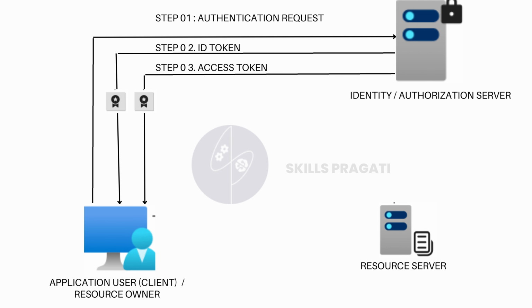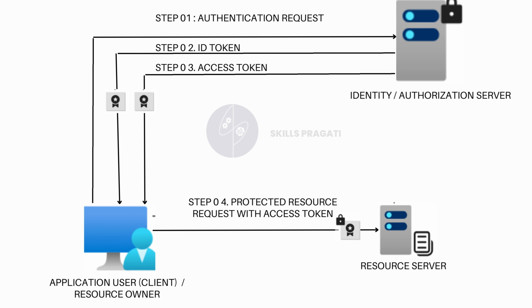Step 4. With the access token in hand, the client application can proceed to make subsequent requests to the protected resource server. The access token is attached to these requests, validating the client application's authorization to access specific resources.